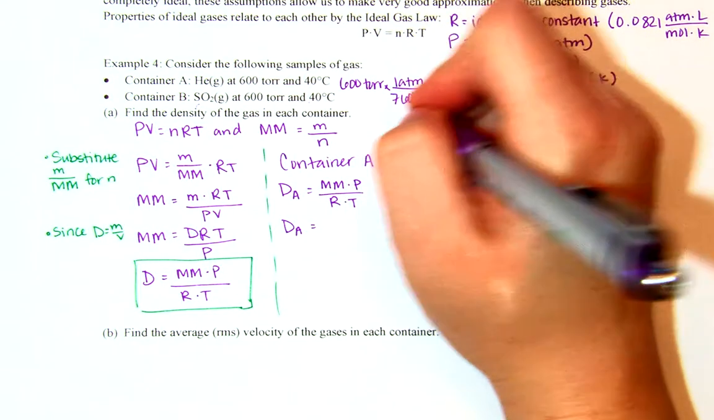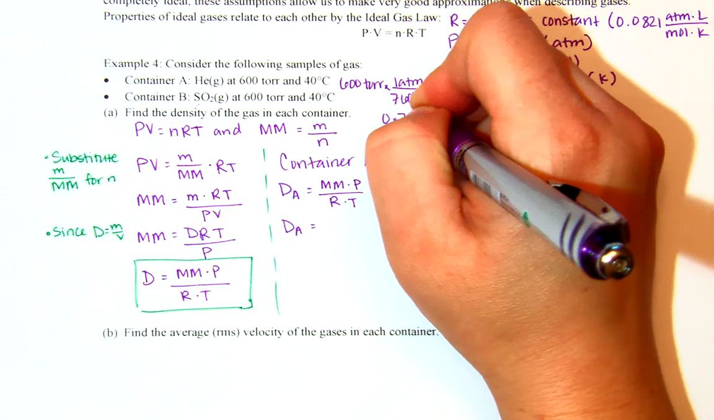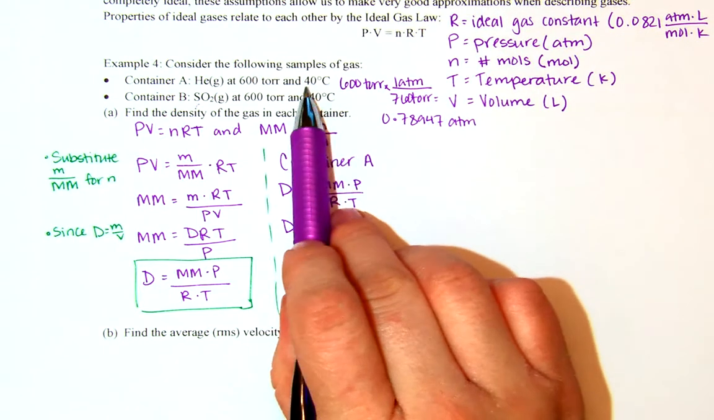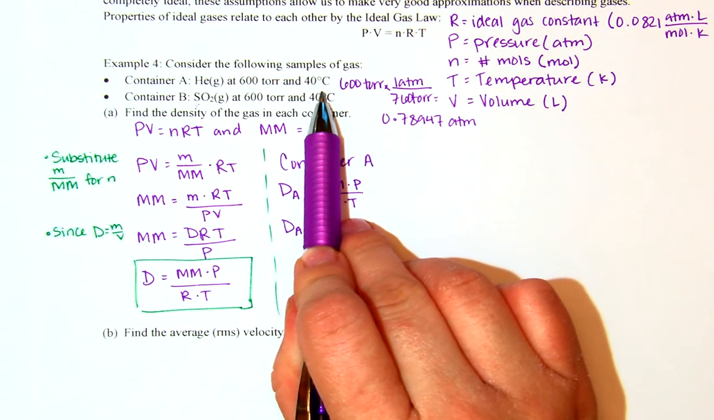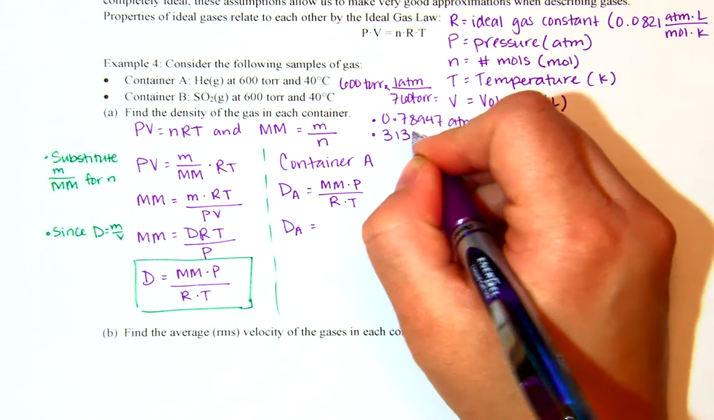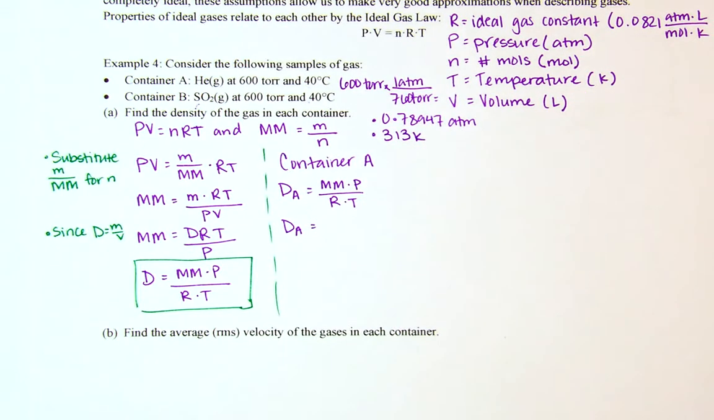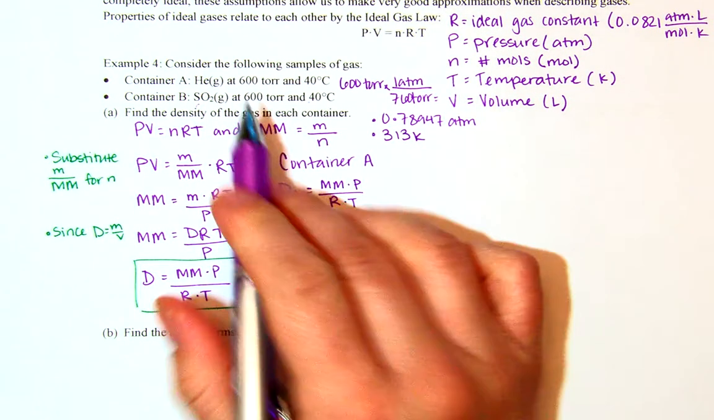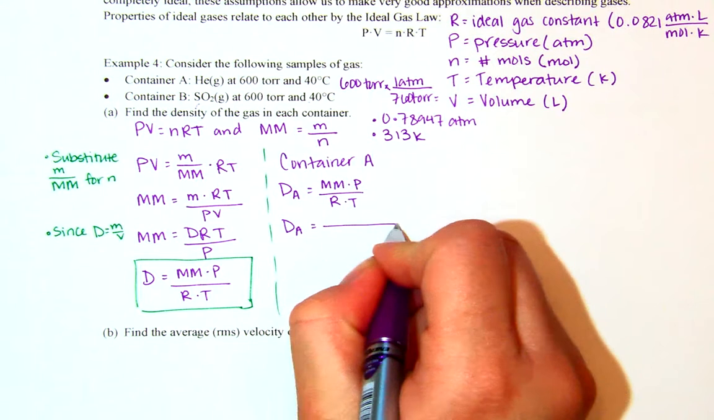And that's going to give us 0.78947 atmospheres. And 40 degrees Celsius, 40 plus 273, is going to give us 313 Kelvin. So that's our pressure, that's our temperature. We're going to need to plug those in here.